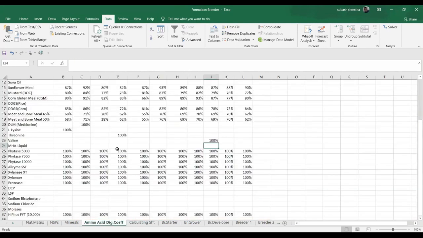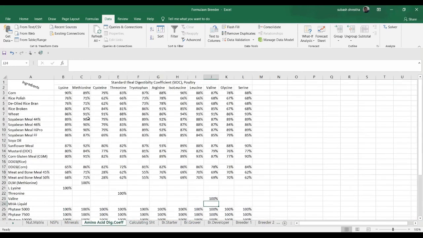Here, one new thing I have included is the amino acid digestibility coefficient. Like I've told you, the lysine of corn is 90% digestible, and the lysine of rice polish is 76% digestible. Lysine of the DORB is 76% digestible, right? And lysine of the high-pro soya is 89% digestible. And you can see that the lysine of mustard DOC is only 80% digestible, and the digestible value of mustard DOC is quite low.